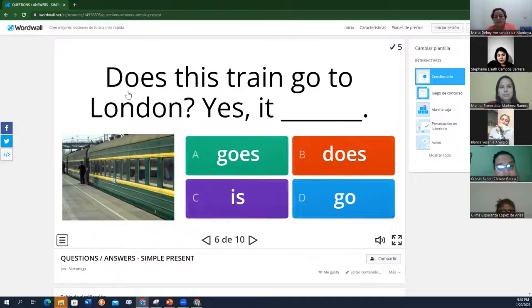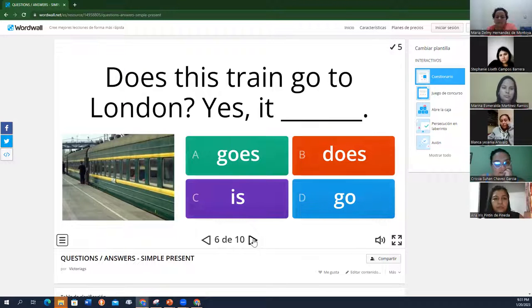Does this train go to London? Yes, it does. Aquí no estamos usando el verbo to be, ¿ok? Por eso no respondemos con yes, it is. Vamos a utilizar el mismo presente simple. En español sería como, este tren va a Londres. Yes, yes, ¿verdad? Le confirma que sí, right? Okay.